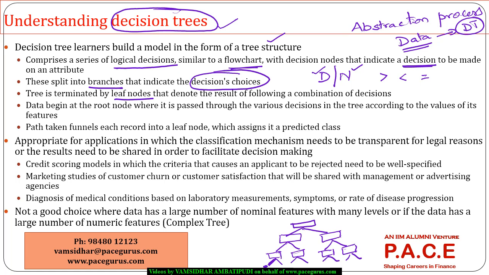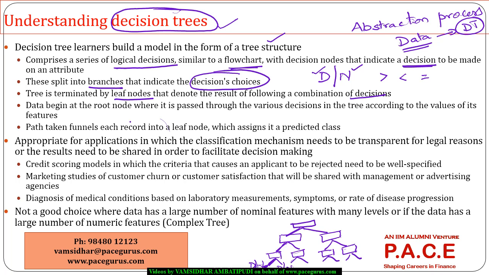So for the people who belong to this group put together, do they belong to the default category or the non-default category? They belong to default or no default. So the tree is terminated at the leaf nodes, and I need to give the decisions at the leaf nodes.